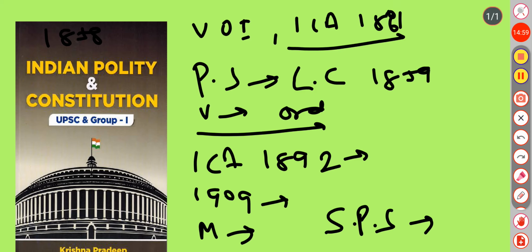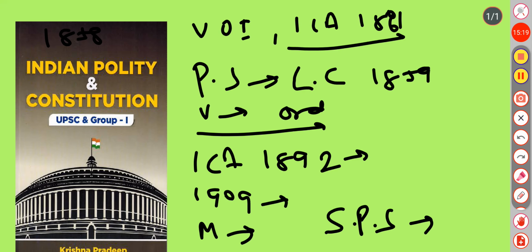So the provincial subjects were subdivided into transferred and reserved subjects. So the transferred subjects were to be administered by the governor with the aid of ministers responsible to the legislative council, right?